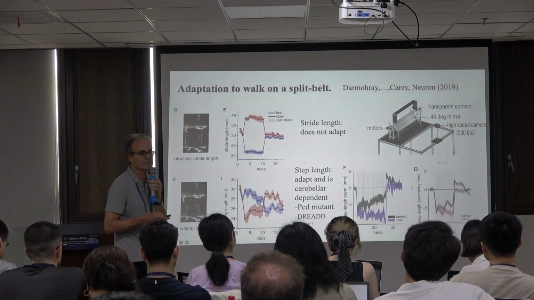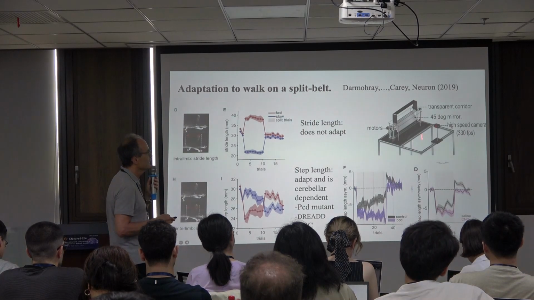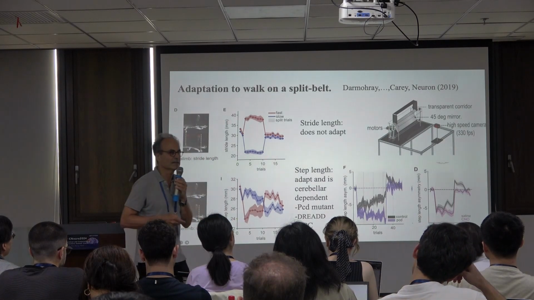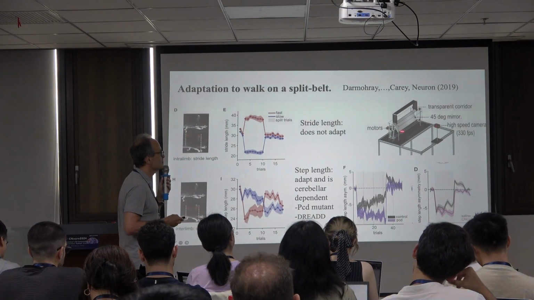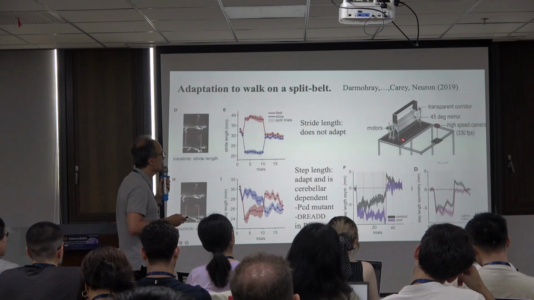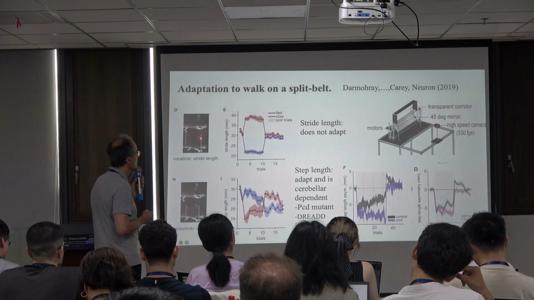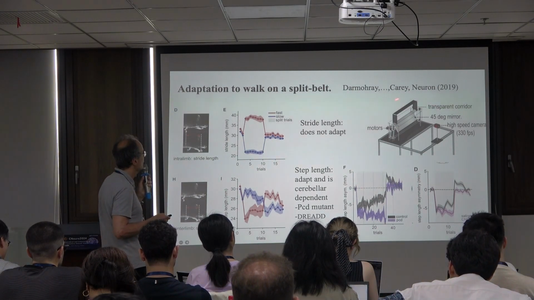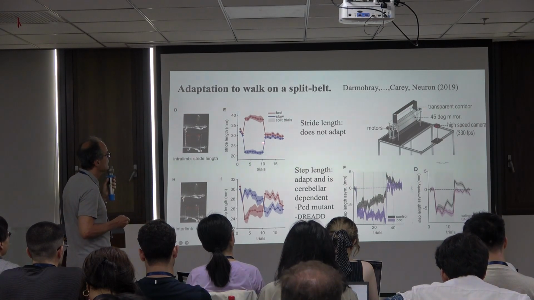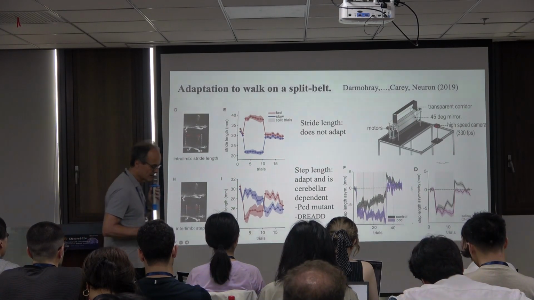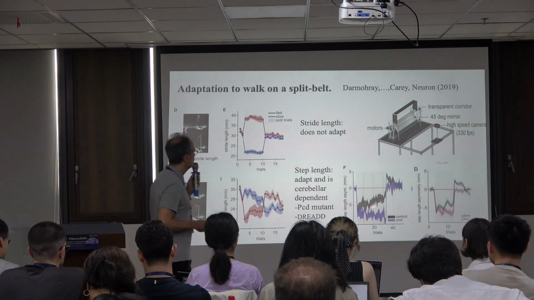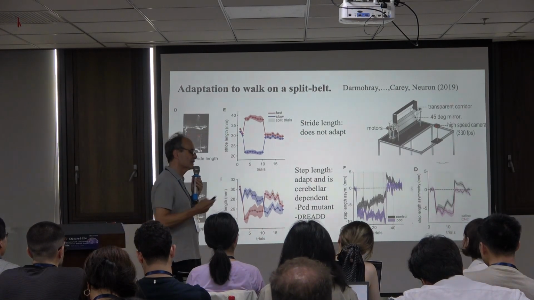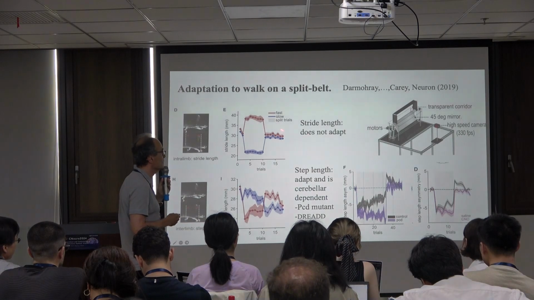That's a classical experiment also in humans, and as you imagine, you adapt. At first, it's very disturbing to move on this split belt, but you adapt. You can do that in mouse, and this has been done here by Megan Carey and my collaborator. What you see is that the stride length, the size of the step, measured from lifting to touchdown, does not adapt.